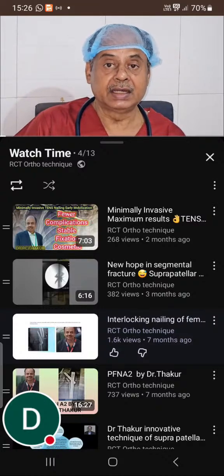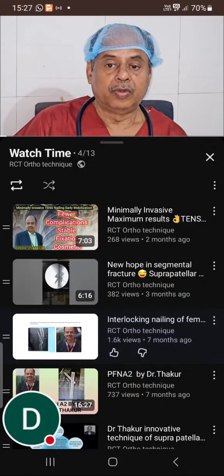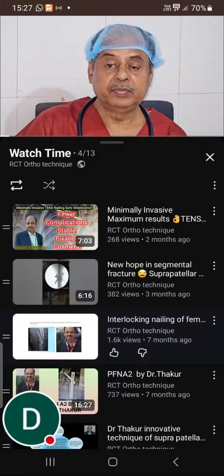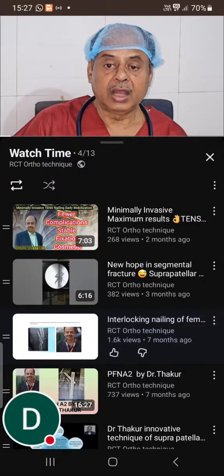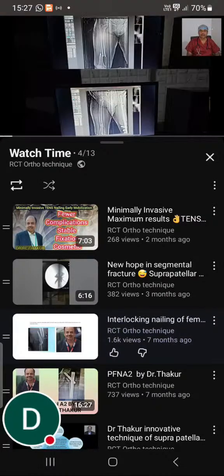Usually this fracture occurs due to high velocity trauma in young adults, either due to road traffic accident or fall from height. But in old age, this may happen in a trivial trauma due to fall on the ground. So let us come to the demo of this surgery.